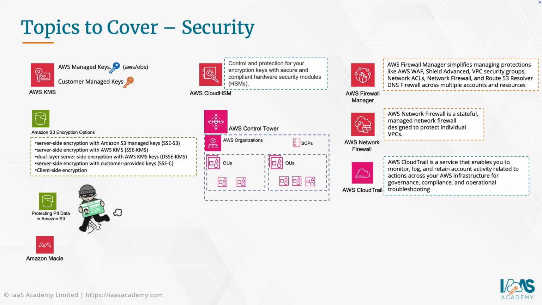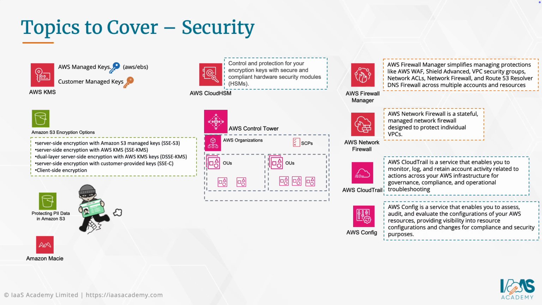You have CloudTrail, which is a service that enables you to monitor, log, and retain account activity related to actions in your AWS infrastructure for governance, compliance, and operational troubleshooting. Basically, you can tell who did what when using CloudTrail. And then you have Config. Config is a service that enables you to assess, audit, and evaluate configurations of your AWS resources, and provides visibility into resource configuration and changes for compliance and security purposes.